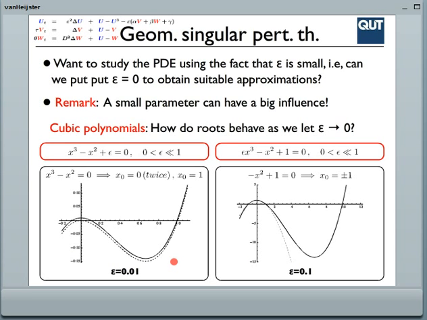Let's now do the same for the second cubic equation. Here, instead of a cubic equation, we now get a quadratic equation with epsilon set to zero. So we lose a root.